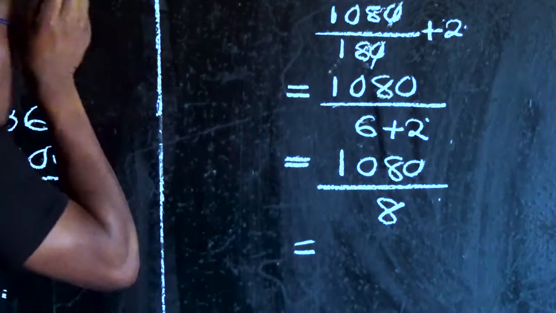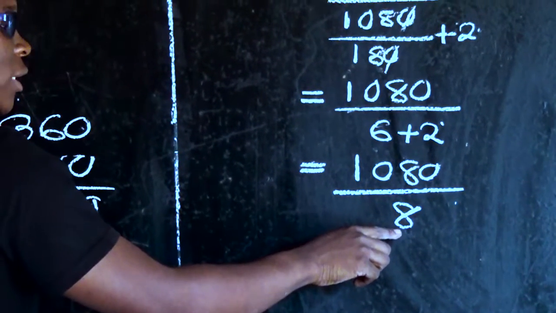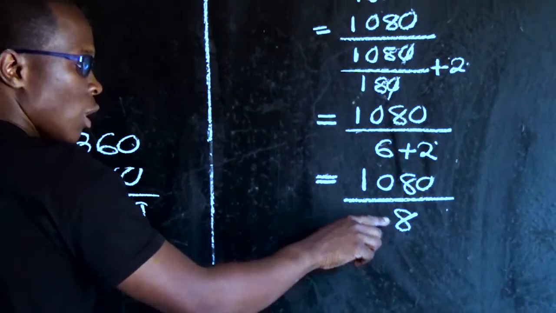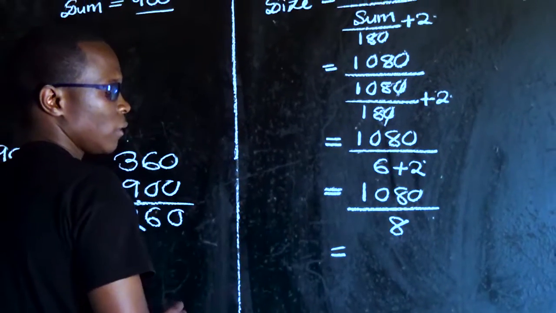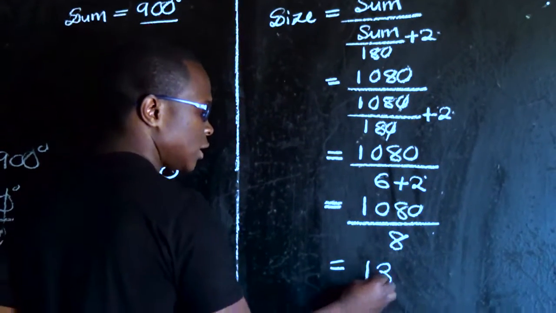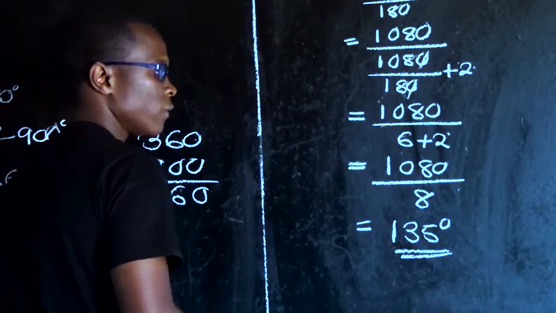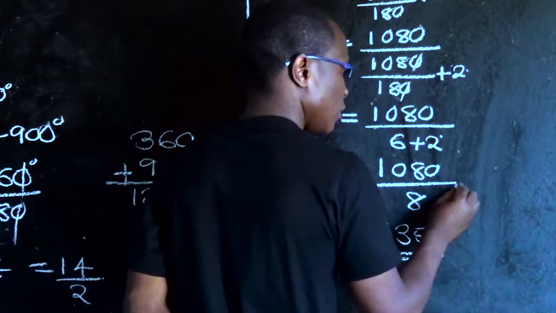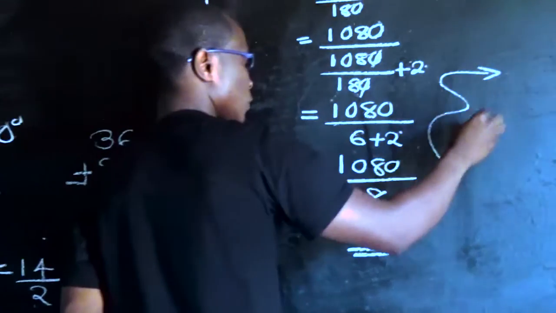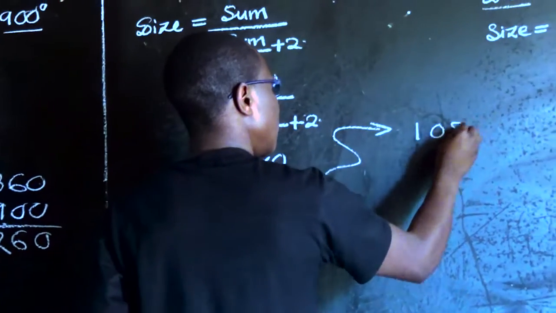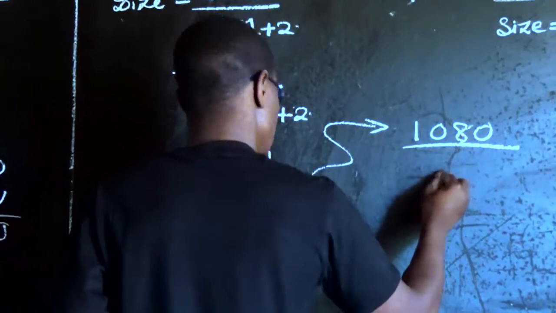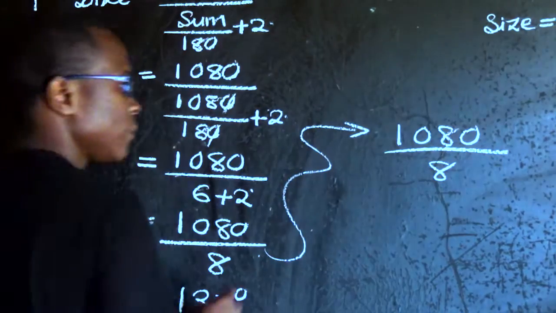Now in this case you say 8 into 1008, what do you get? You get 135 degrees as the size. Are we moving together? So we're dividing this one. So we have 1080 divided by what? Divided by 8. Are we together?